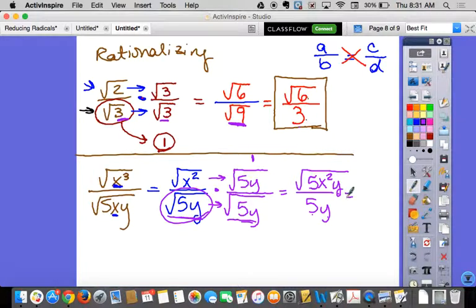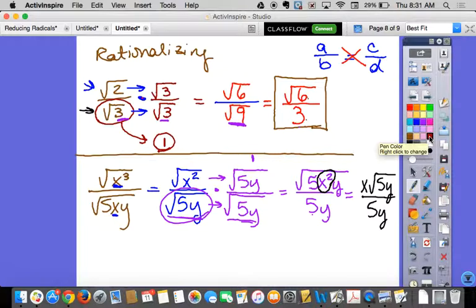Now, you do need to clean it up just a little bit because this guy needs some attention. And you could have done it earlier, I just didn't think about it. The square root of x squared you can do, because his exponent you can divide by 2. So he goes out, you cannot do anything with 5y. And now you have the 5y in the bottom.